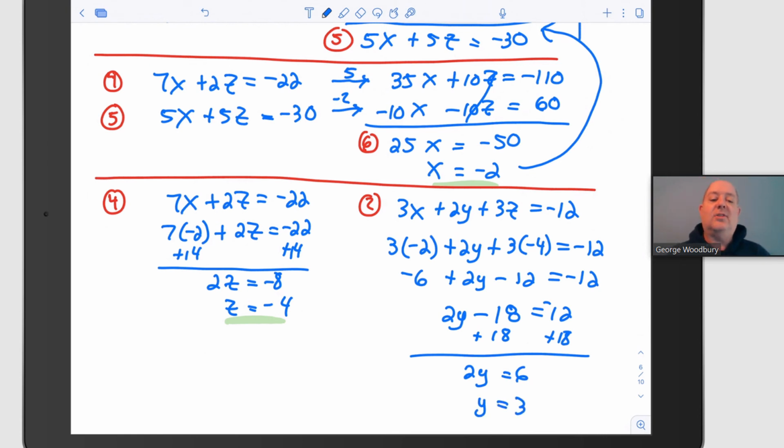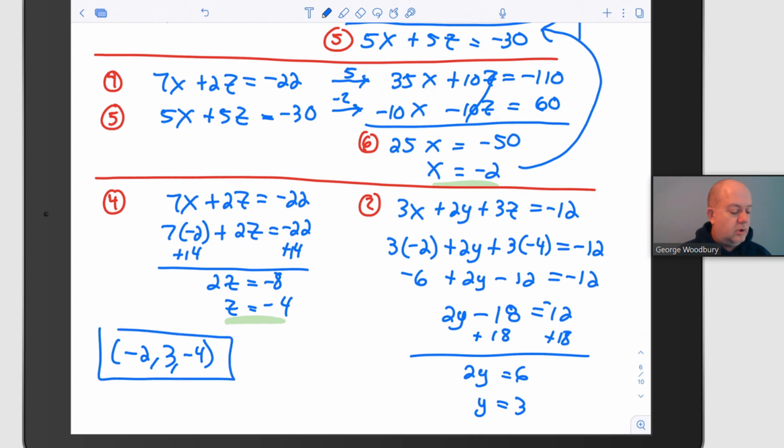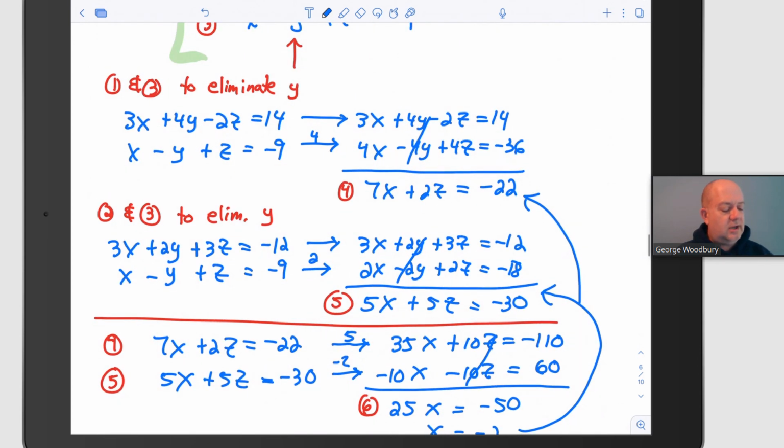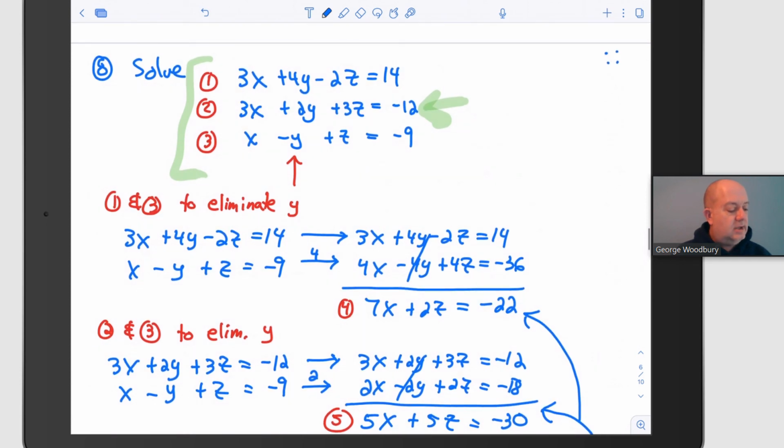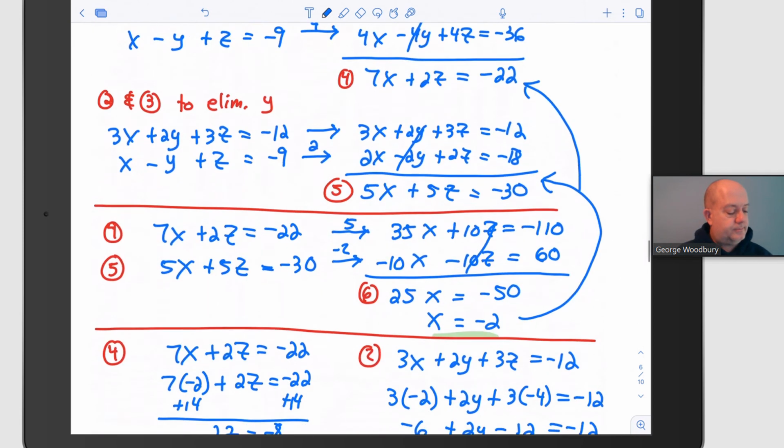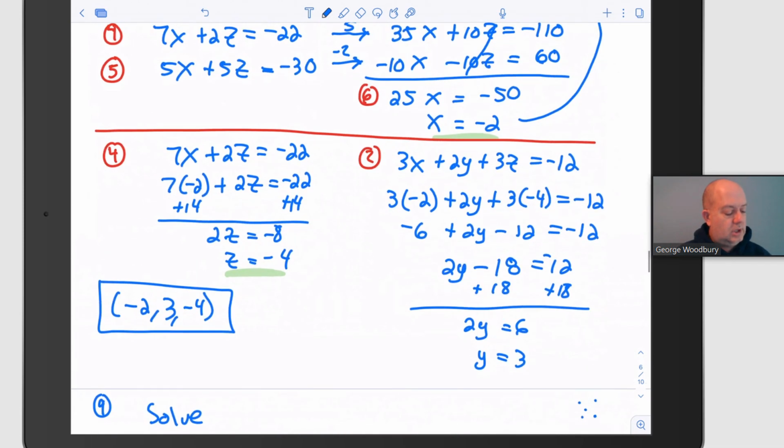If I had not caught that I lost that negative sign, I still would have solved for y. But I don't know if I've got all the solutions correct because I really should check it in at least one more equation. So my solutions look like negative 2, 3, negative 4 as the ordered triple, but I should check it. And so I'm going to check it into, let's do equation 1. 3x plus 4y minus 2z, and I want to see if that equals 14.